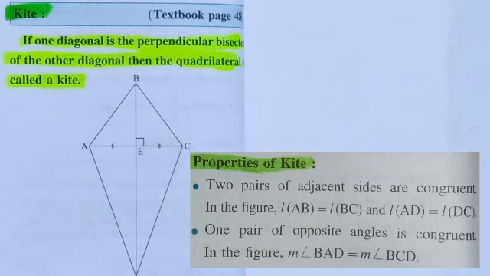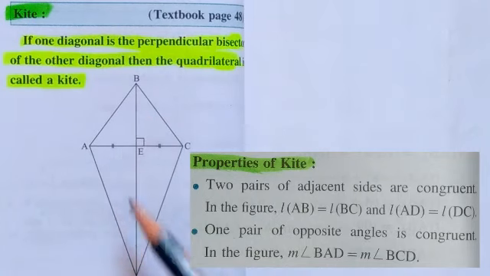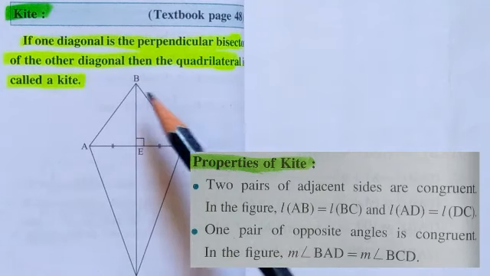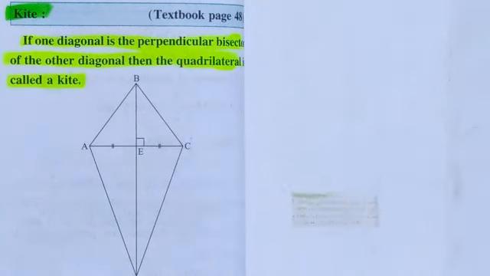The second property of the kite is that one pair of opposite angles is congruent. It means that measurement of angle BAD is equal to measurement of angle BCD. So these two angles have the same measurement, so they are congruent. But angle B and D have different measurements. As a result, they are not congruent. So this is the last type of quadrilateral. If you want, you can take the screenshot and write it in your notebook.